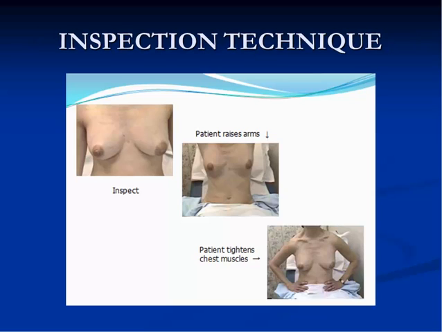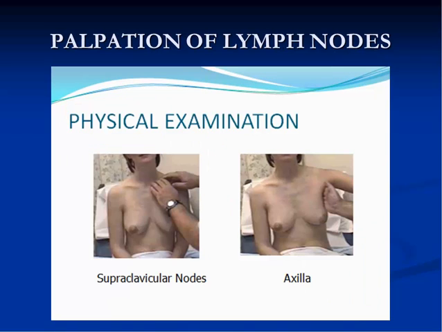The technique of breast inspection begins with having the patient remove her gown to allow for full visualization of the breasts in the sitting position. The patient should raise her arms, followed by placing her hands on her hips and tightening the chest muscles. Inspection is followed by palpation of the supra- and infraclavicular lymph node regions, as well as the axillary regions on both sides.